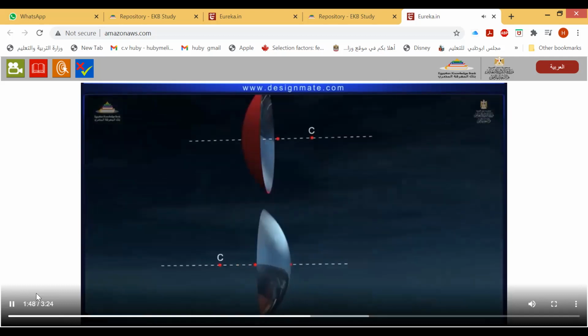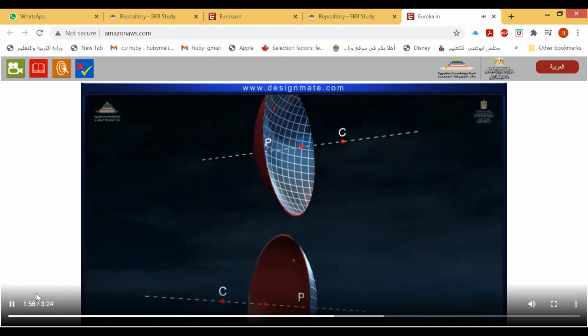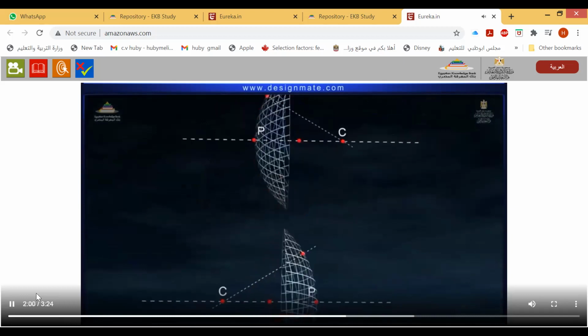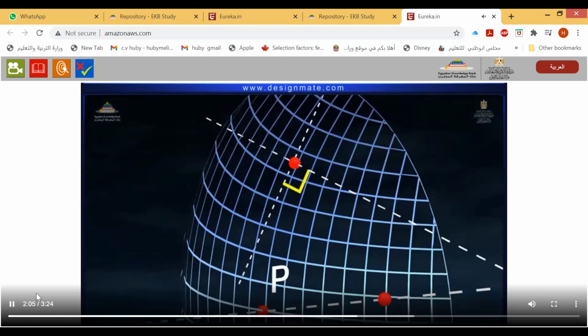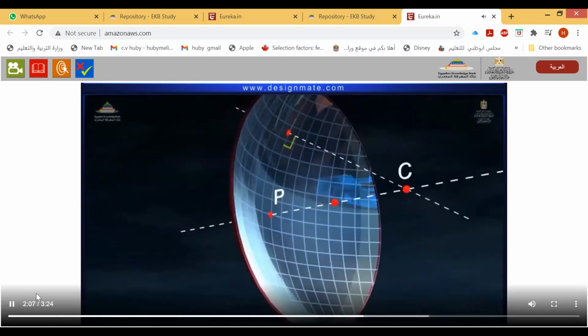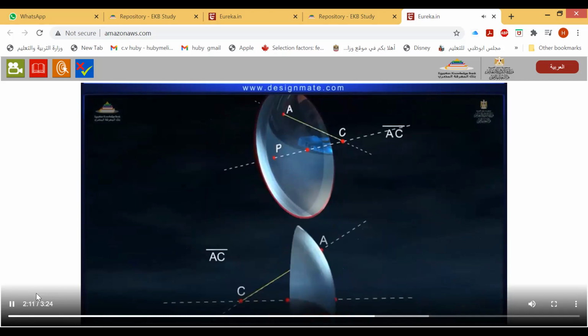It can be assumed that the surface of a curved mirror is made up of a number of small plane mirrors. If a point on the curved mirror is joined to the center of curvature of the mirror, and the line is extended, then this line is perpendicular to the surface of the curved mirror at that point. That is, if point A is joined to C, then AC is perpendicular to the curved mirror at the point A.